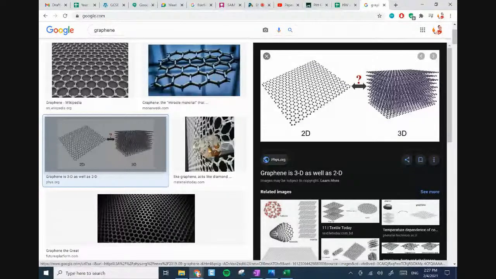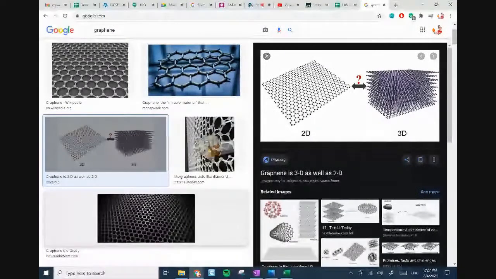So a single layer of graphene. What I kind of want to do is steal that picture. Snip.